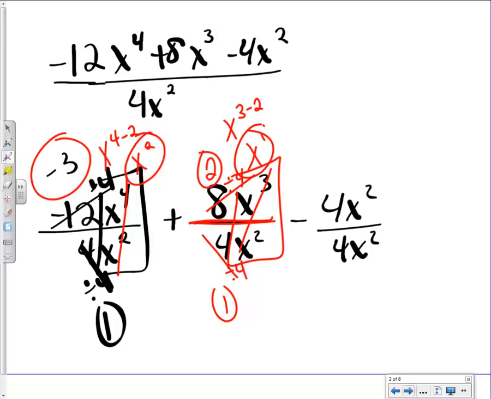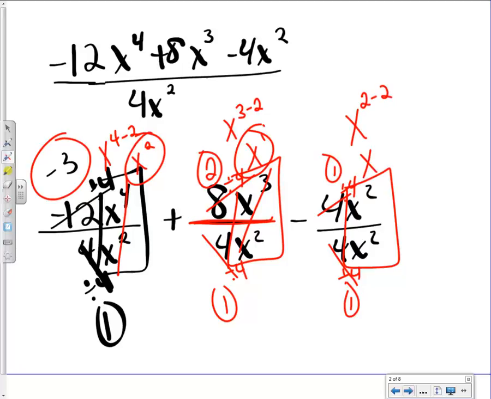The last piece, I'm going to divide the top and bottom both by 4 and get 1 on both the top and bottom. And the exponents here, I have bases match. I'm going to subtract the exponents, and I have x to the 0 power. Anything raised to the 0 power is 1. So what I have is 1 times 1, which is just 1.